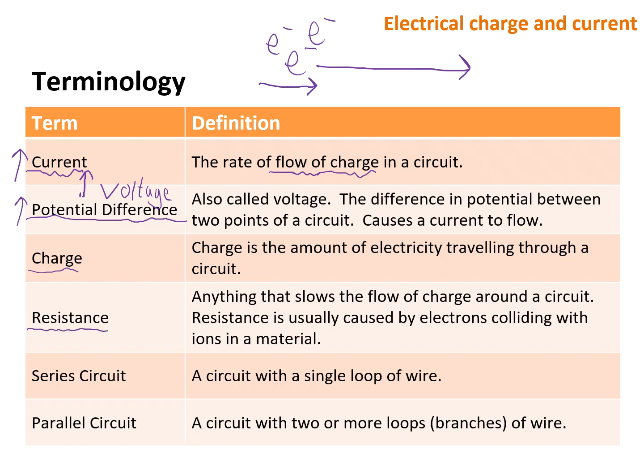Resistance is anything that works against the flow. So some metals are harder to flow through. Some materials that are non-metals are very hard to flow through. So we say they have a very high resistance. They're working against the electricity.